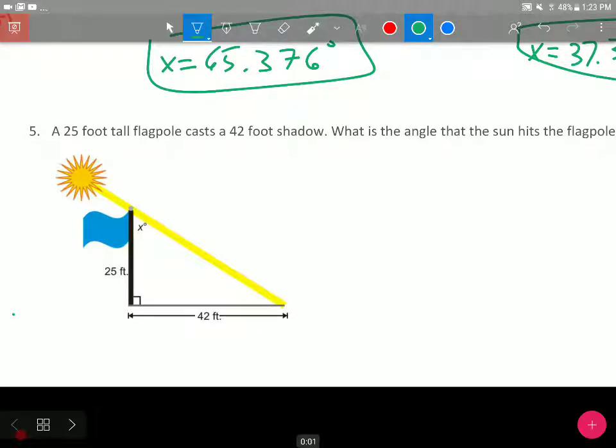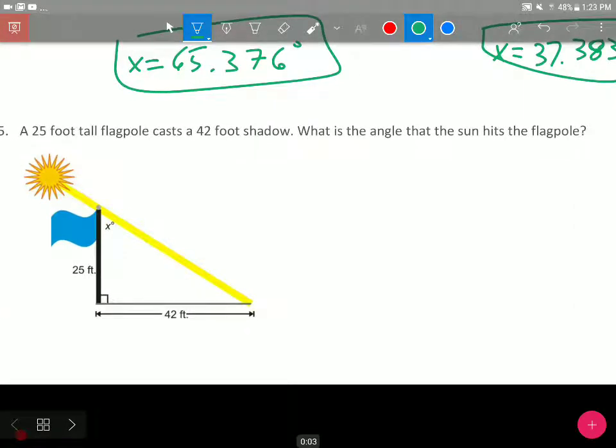All right, here we go. Let's start the word problems. Number 5, a 25-foot tall flagpole casts a 42-foot shadow. All right, what is the angle that the sun hits the flagpole?